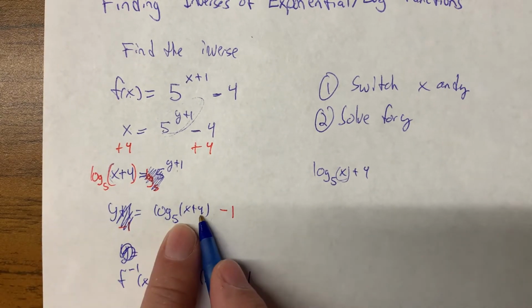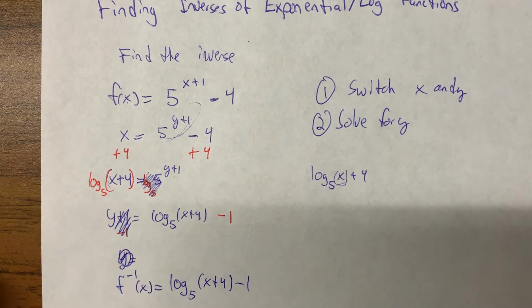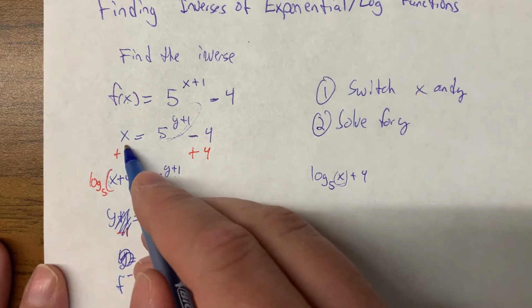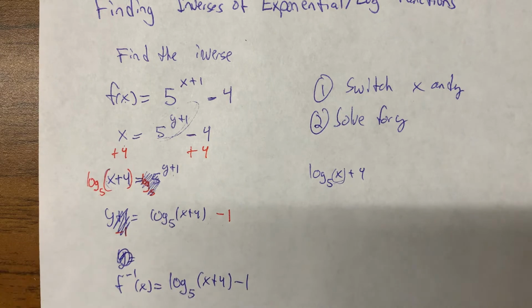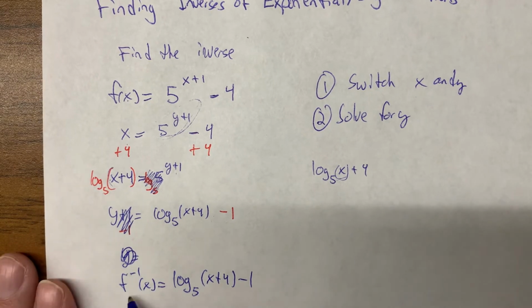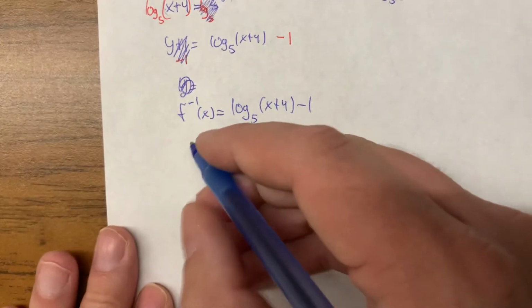Notice that the plus 4 needed to be inside of the function and the minus 1 needs to be outside of the function because of the order of operations that we did it in. We added 4 first, then we did the log base 5 of the whole side, and then we subtracted 1, but that's not inside of the log. So make sure you're being careful about the order. Why don't you guys try one on your own?